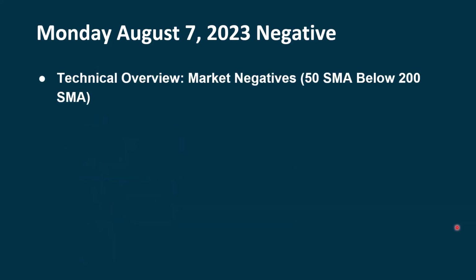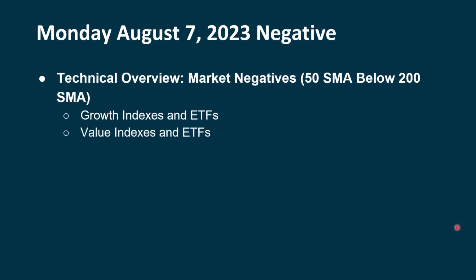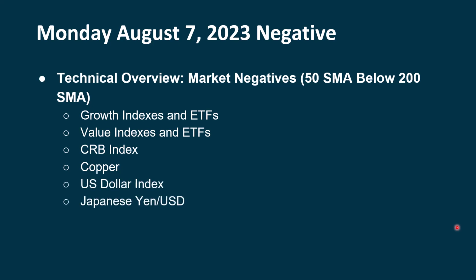Then on the last slide, we look at what is negative, and that's when the 50-period moving average moves below the 200-day moving average. We have the growth indexes as well as the value indexes. They're still negative overall. It's just when you compare the two with each other, growth is outperforming value, where for most of 2022, value was outperforming growth. The CRB index is still going down. Copper's in a downtrend. The dollar index is in a downtrend. The Japanese yen compared to the dollar is in a downtrend. And microcaps are still under some pressure.